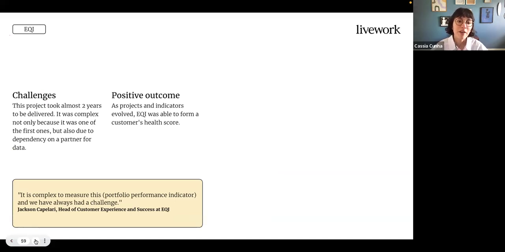But to have this in place, it took almost 2 years, and it was challenging not only because it was one of the first projects that I mentioned in the beginning. That was one of the challenges, to align all of the people. They had dependencies on a partner to get the right data to understand if the indicators were right. But they had positive outcomes, not only because they were able to be more transparent with clients, but also because together with other projects, started setting the pillars with many indicators that would then help AKE to create a larger indicator that was the health score.